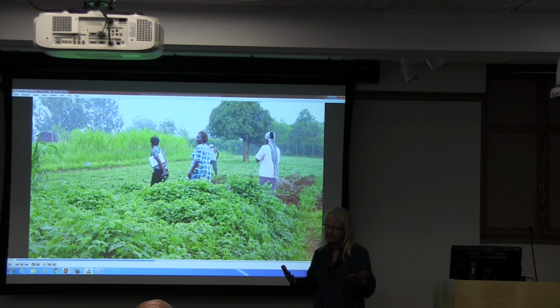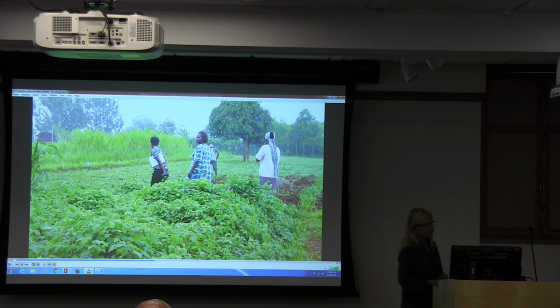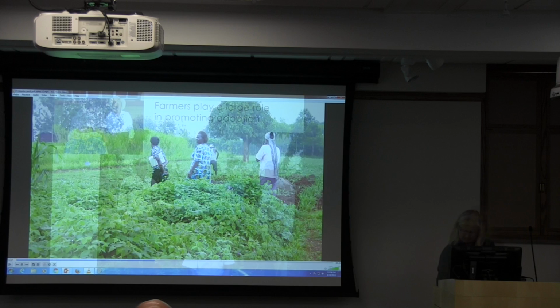Because in many cases, we see fields where they are putting fertilizer on all of their fields. And on the field station, they put fertilizer on push-pull and non-push-pull. And it seems like the Striga is one of the main issues.